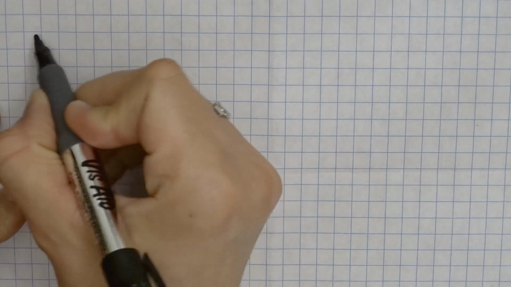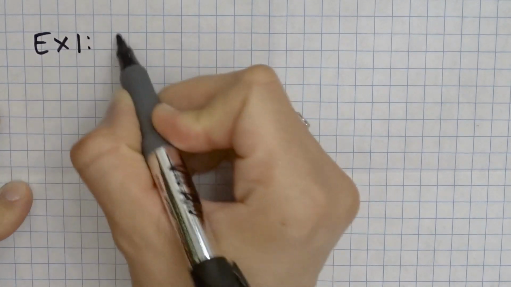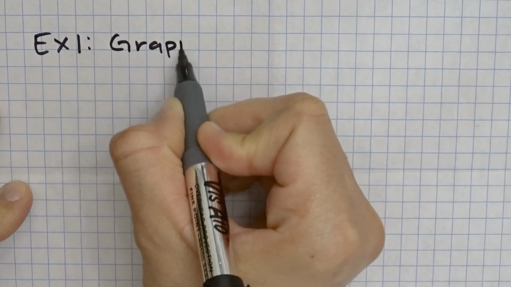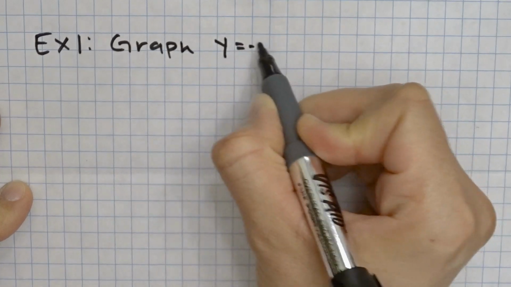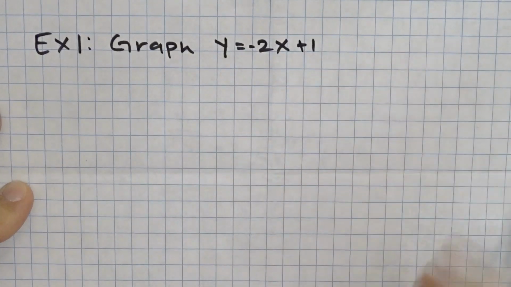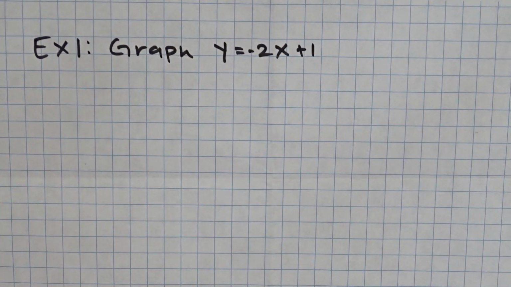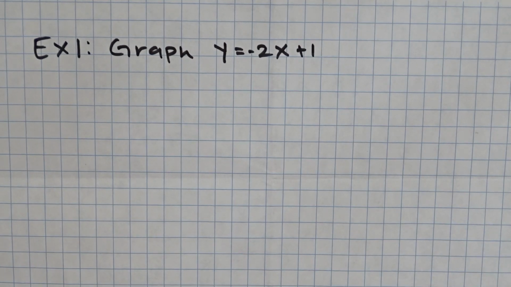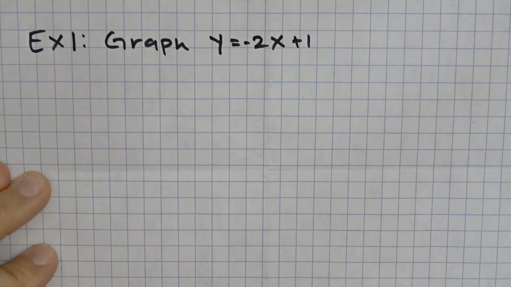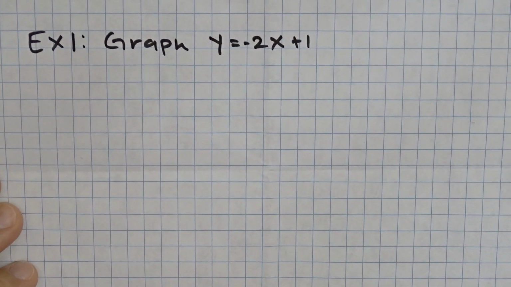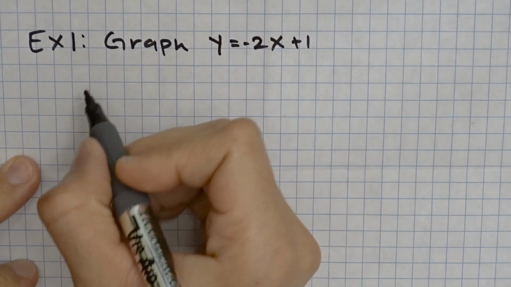Okay, so example 1. We want to graph y equals negative 2x plus 1. And when you do this, it's going to be a linear equation, which means it's going to be graphed and we're going to see a straight line. Where exactly is that straight line on the coordinate plane is what we're going to get to.